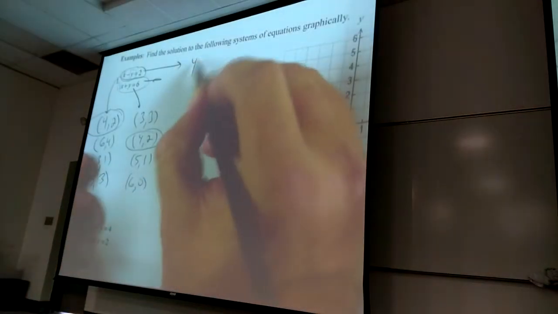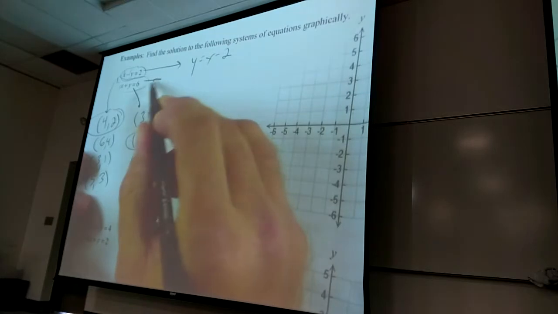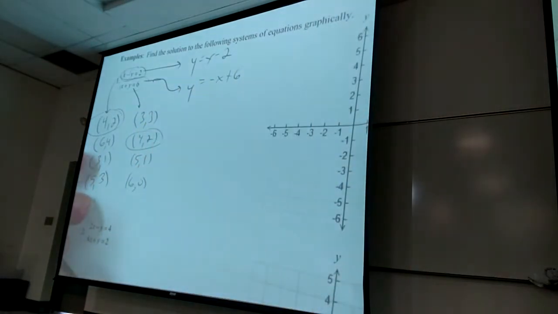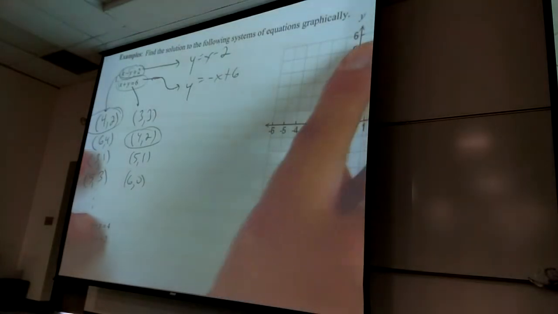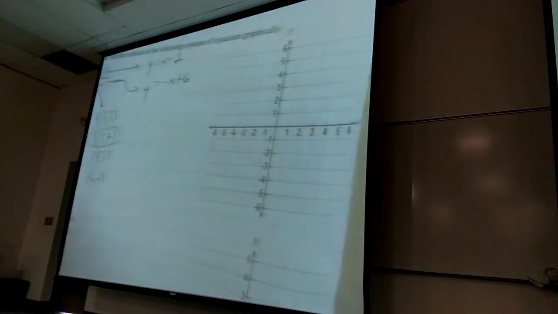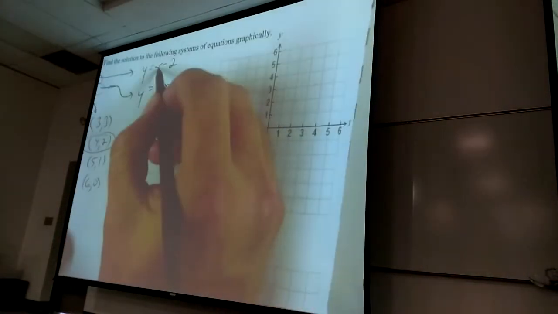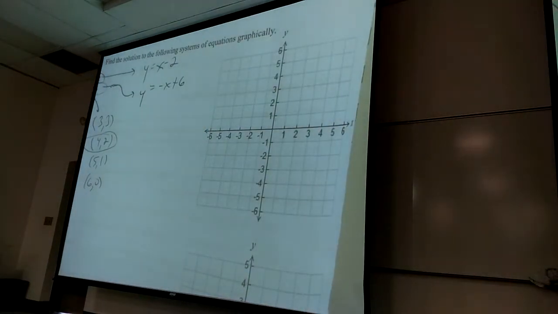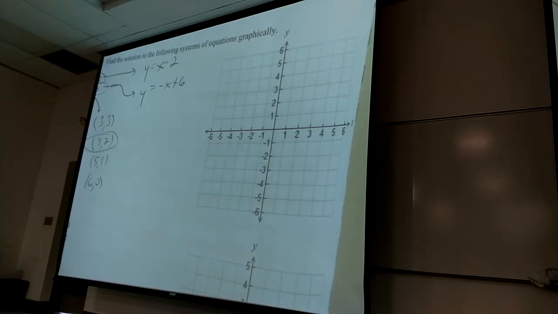So this will be y equals x minus 2. And this will be y equals negative x plus 6. You see why they gave us the 6? This is minus 2. Negative 1.